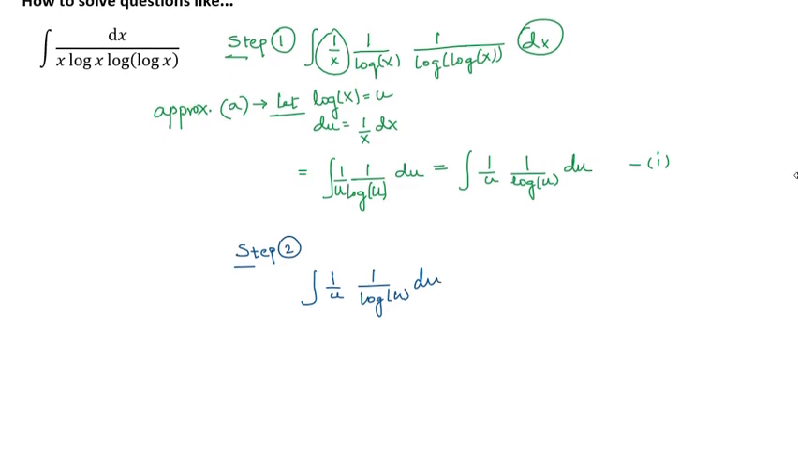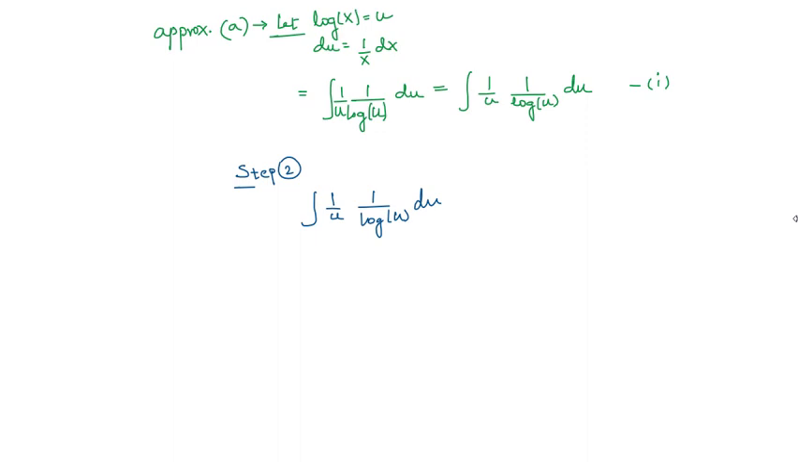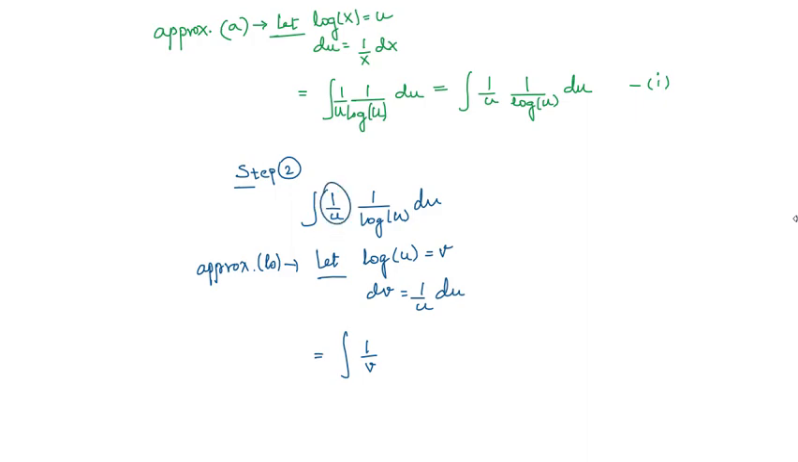So I approximate another term, a second approximation: let log of u be equal to something v. So now dv will be equal to 1 over u du. Now this is similar to the first step also. So we write it again as the integration of 1 over log u. Since log u is equal to v, we can write 1 over v, and this 1 upon u and this du are now dv.